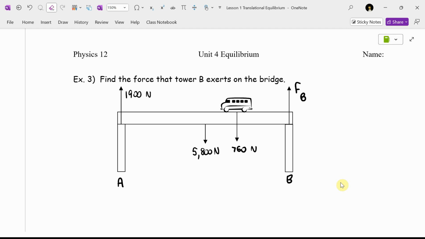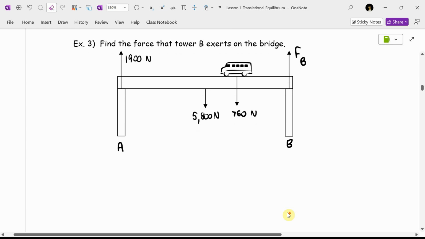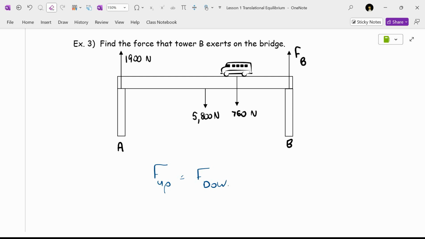Here, I'm going to say everything up has to equal everything down and everything left has to equal everything right. Look at the picture. Do you see anything pointing to the left? Do you see anything pointing to the right? But do you see up and down? Here's our equation. F up has to equal F down.